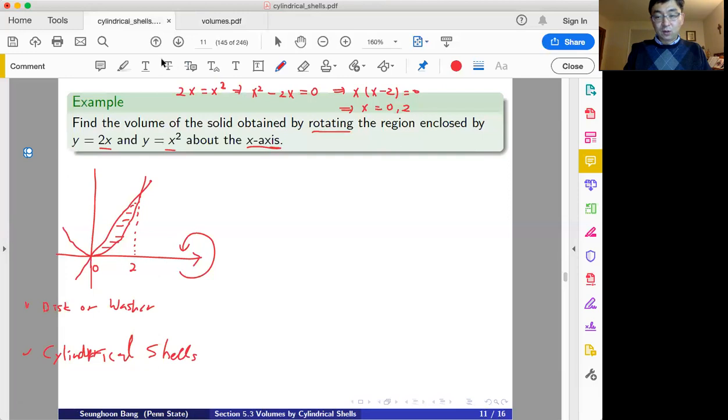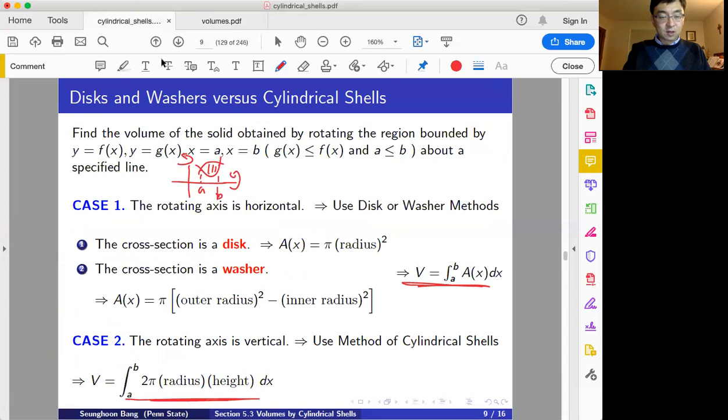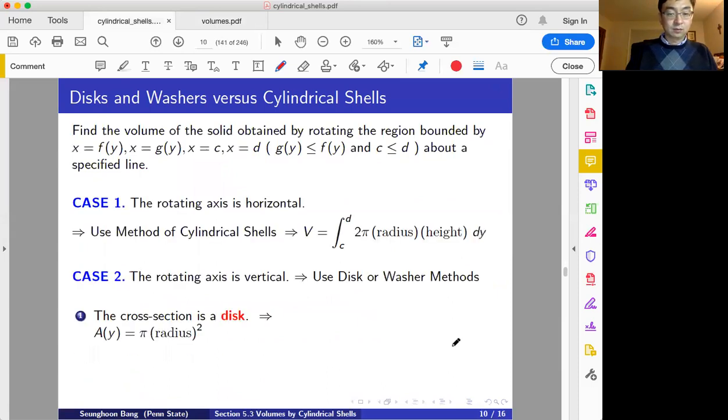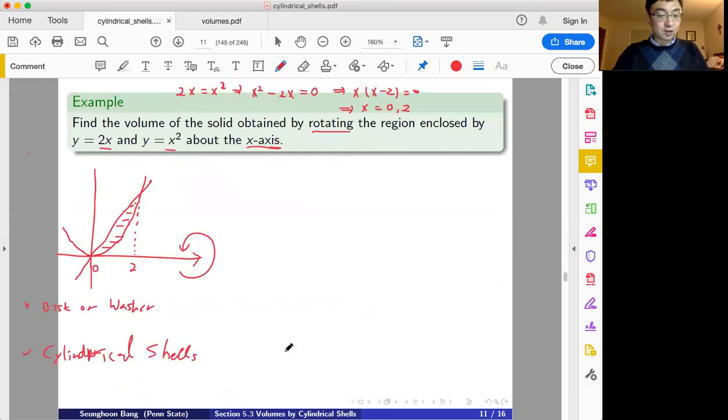So here, we are going back to the previous one. Here we have y equals f of x and y equals g of x given. If the rotating axis is a horizontal line, we use disk or washer. If it is a vertical line, the method of cylindrical shells. So here we can use the disk or washer method. How can you make the disk and the washer?